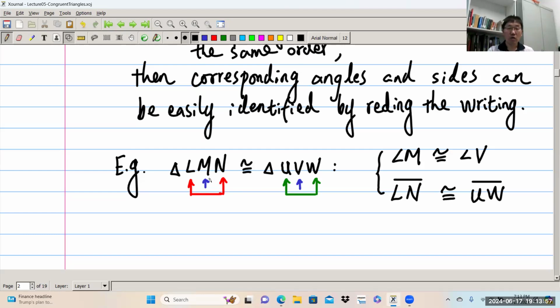And also you can see side LN should correspond to side UW, right? You can easily identify congruent sides and congruent angles from these two triangles if this statement is written in the correct way. And when you write down congruence of two triangles, you need to write down your congruence in the correct way, okay?